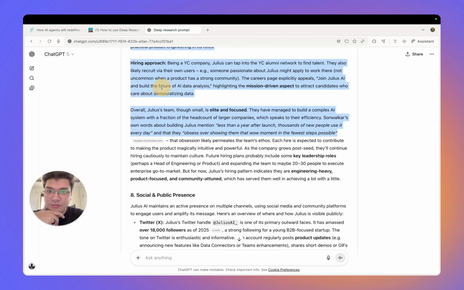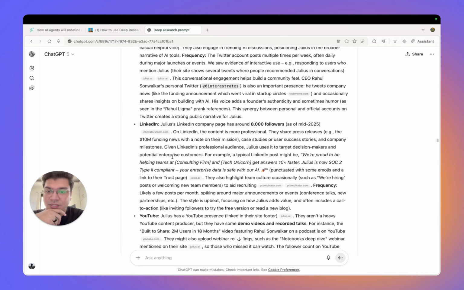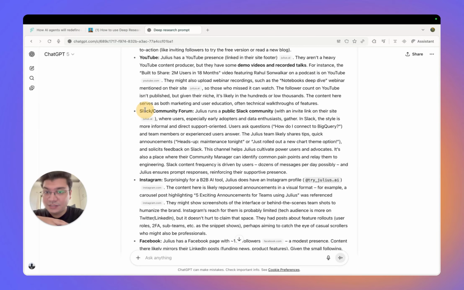What is their hiring approach? Who are these people from? They'll be expanding their team to 20 to 30 people to execute enterprise go-to-market. But for now, Julius's hiring pattern indicates that they are engineering heavy, product focused, and community-led. Then social and public presence: Twitter, LinkedIn, Slack, and a community forum. So they have a Slack community. That is a very interesting thing that they have, right?